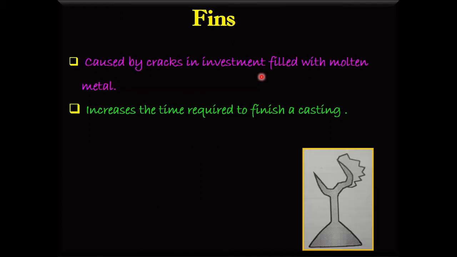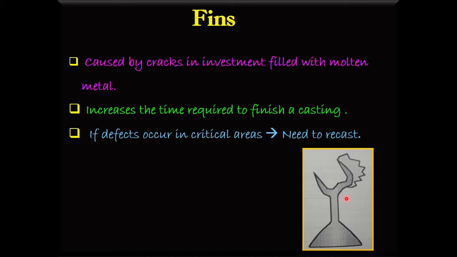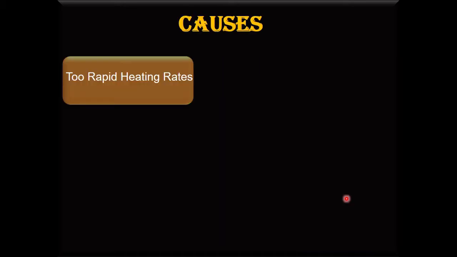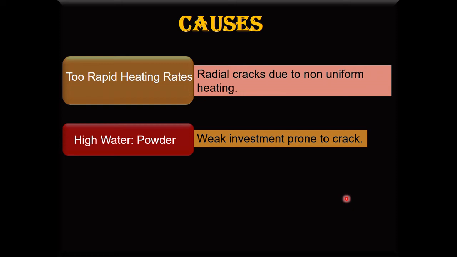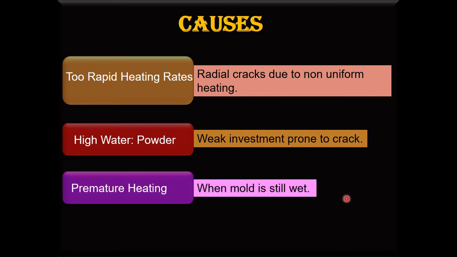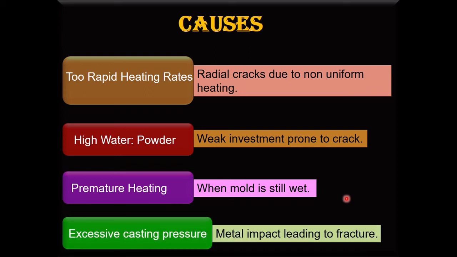Next is the fins. These are caused by the cracks in the investment filled with molten metal. This increases the time required to finish a casting. If the defect occurs in a critical area, you need to recast. Causes are too rapid heating rates, radial cracks due to non-uniform heating, high water powder ratio, and weak investment, which will make it more prone to cracking, and premature heating when the mold is still wet. Excessive casting pressure will lead to metal impact, and that will cause further fracture.